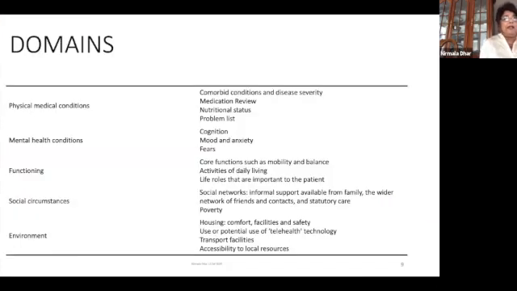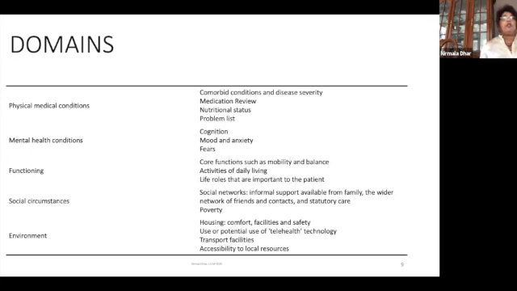And so here are some of the domains which should be covered. We're going to go through them, but I'm just giving it to you in a nutshell. Physical medical conditions: most often, that's why they show up in your clinic or your emergency room or your specialty care, wherever you see them. You look at other diagnoses, the severity of the disease, medications, nutritional status, and the problem list. Mental health conditions: you look at cognition, mood and anxiety, and whether there are any fears or phobias.